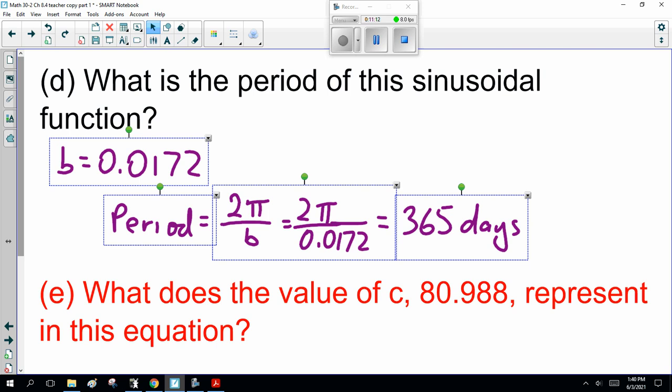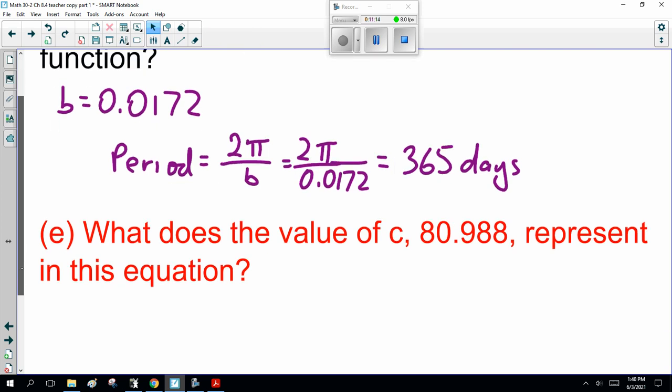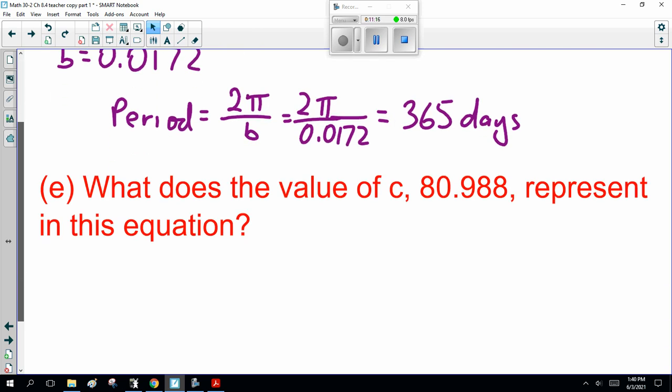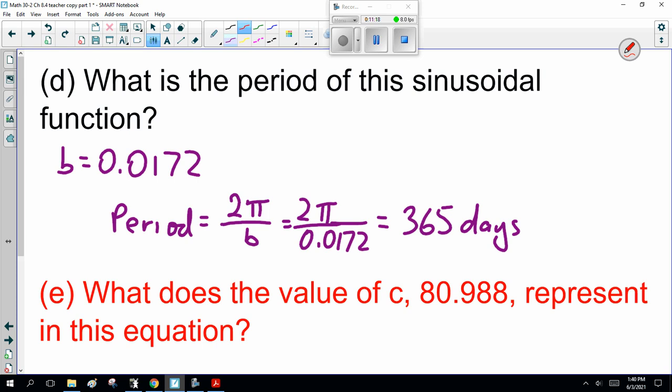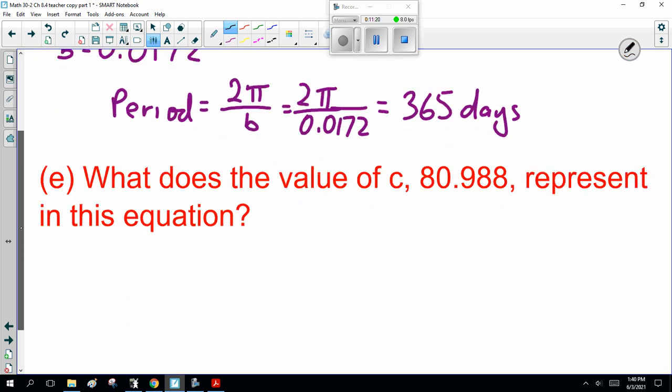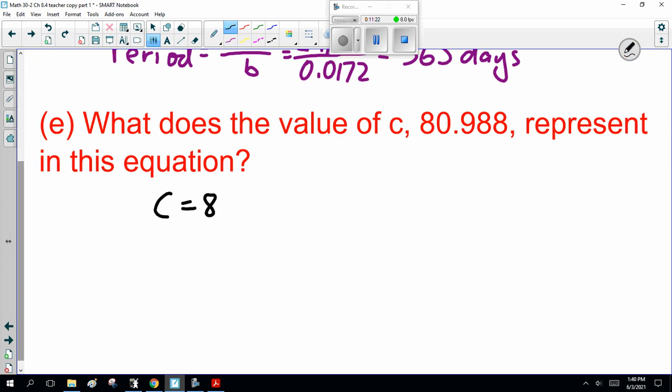Now, last question. What's the value of C representing in this equation? C equals 81. Well, that's a start. That would be the shortest day of the year, the longest.